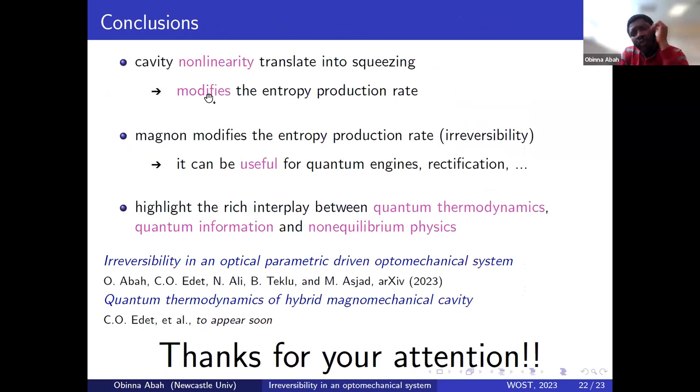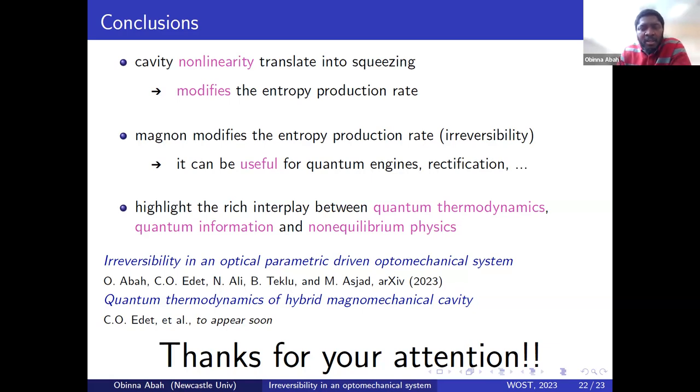What I have tried to show you is that a nonlinear cavity, which basically transcribes as a squeezed cavity, modifies entropy production. And secondly, when you have a magnon in your system, this also modifies your entropy production rates. And this will be useful, since looking at this figure, we can go from a region where you have maybe an increase to a decrease within the same sideband. So it will be useful in using this to study rectification and also modeling quantum heat engines and seeing the role it can play in enhancing performance, either as a refrigerator or heat engine.